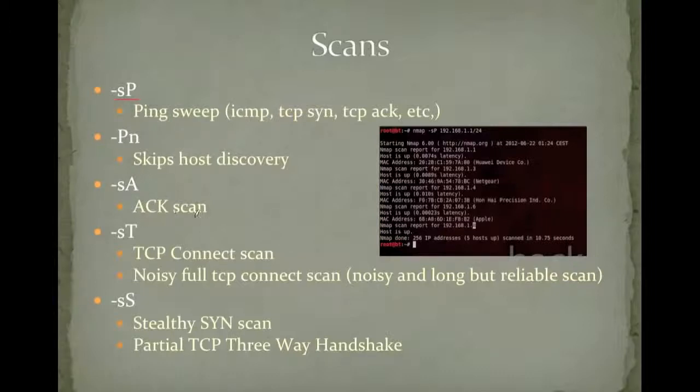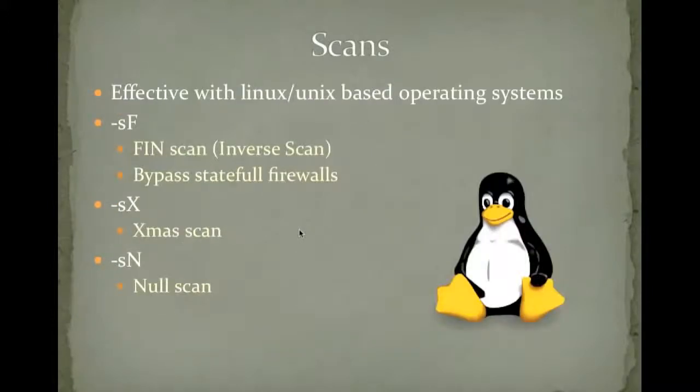-sA uses an ACK scan. -sT is a TCP connect scan, which is a noisy full TCP connect scan that uses the three-way handshake: the SYN, SYN-ACK, and ACK. This is a very noisy and long scan, but it's very reliable. The -sS is a stealthy SYN scan, and it uses a partial TCP three-way handshake, and it's also very quick. I like using that scan. These scans are very effective with Linux and Unix-based operating systems, but Windows doesn't handle them very well, which I guess is sort of an extra security feature within Windows.